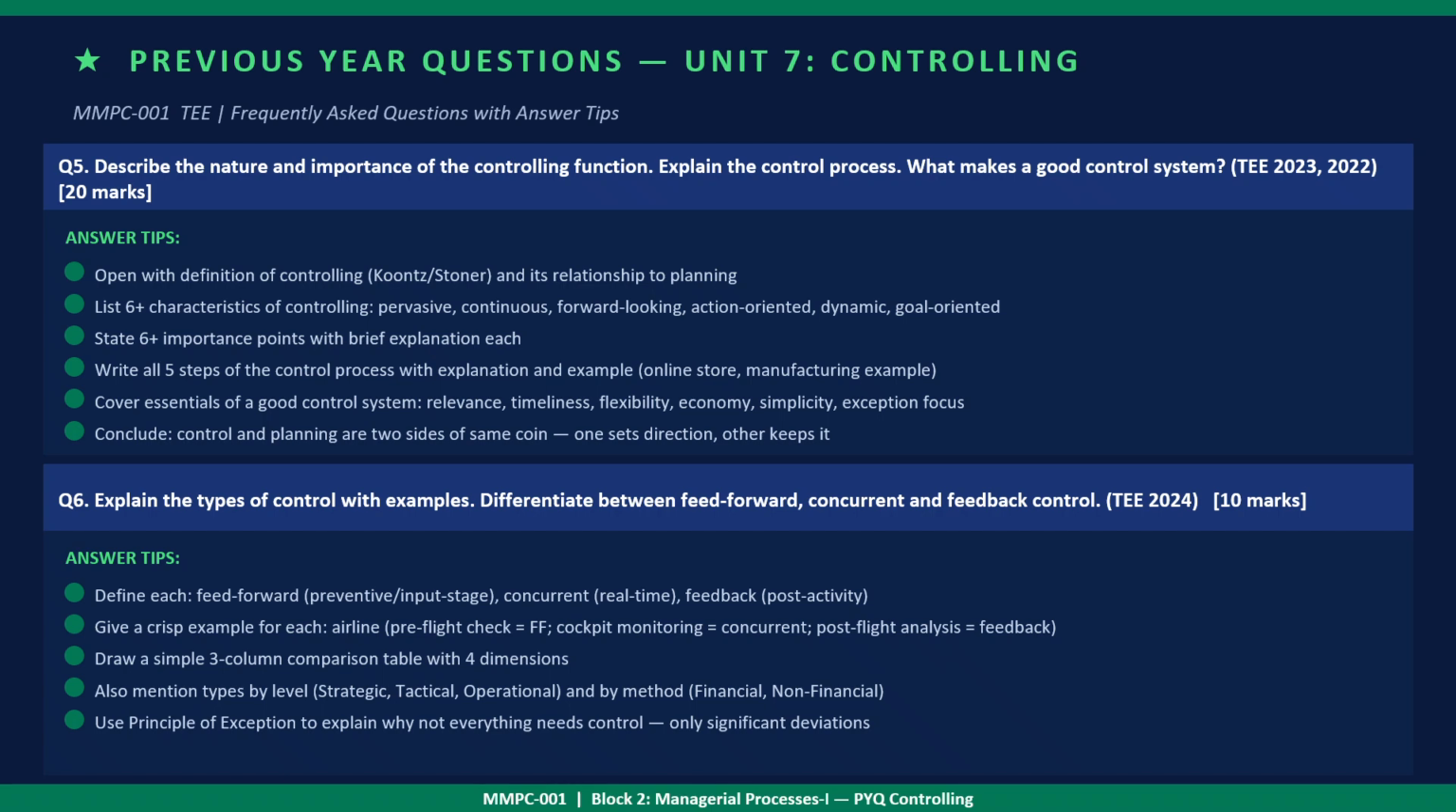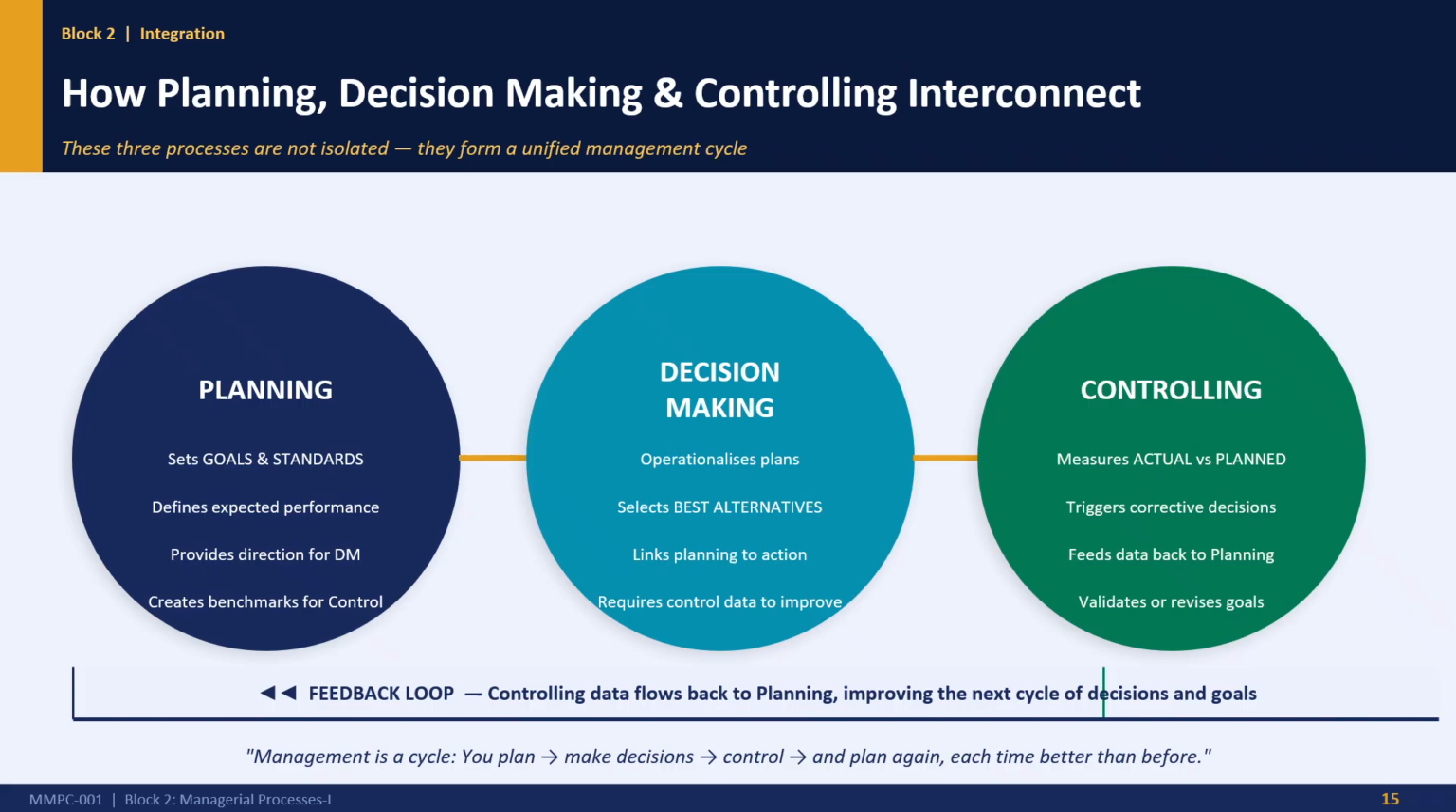An important concept to understand is the integration of planning, decision making, and controlling. These are not isolated functions, rather, they form a continuous cycle. Planning sets the goals and standards, decision making selects the best course of action to achieve those goals, and controlling measures actual performance against the planned standards. The feedback from controlling is then used to improve future planning and decision making. This creates a continuous loop known as the management cycle.